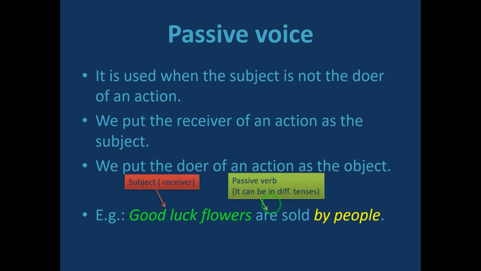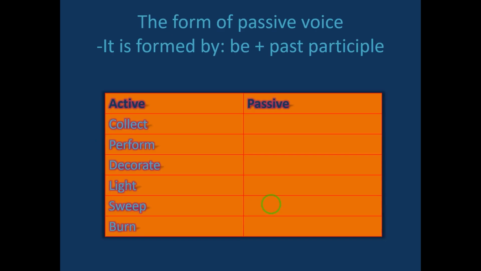Then we have the passive verb. It can be in different tenses, like are, because we have good luck flowers and it is plural. Then we have the third form of the verb, and by the people is actually our object, which is the doer, but before in our active sentence it was the subject. So in the passive form, if the subject is singular we use is, if the subject is plural we use are, and then the third form of the verb.